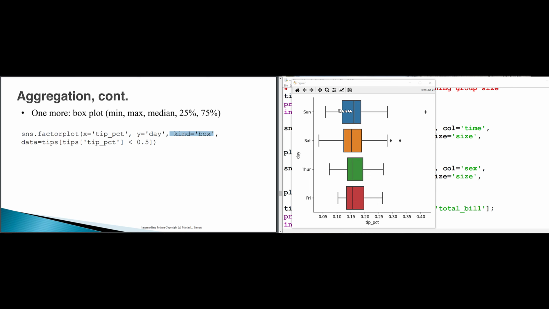Then the edges of the box, the lower edge to the upper edge, are from the 25th percentile to the 75th percentile. So this is what's called the so-called inner quartile. Half of all the tip percentages fall in the range from the lower edge of the box to the upper edge of the box.